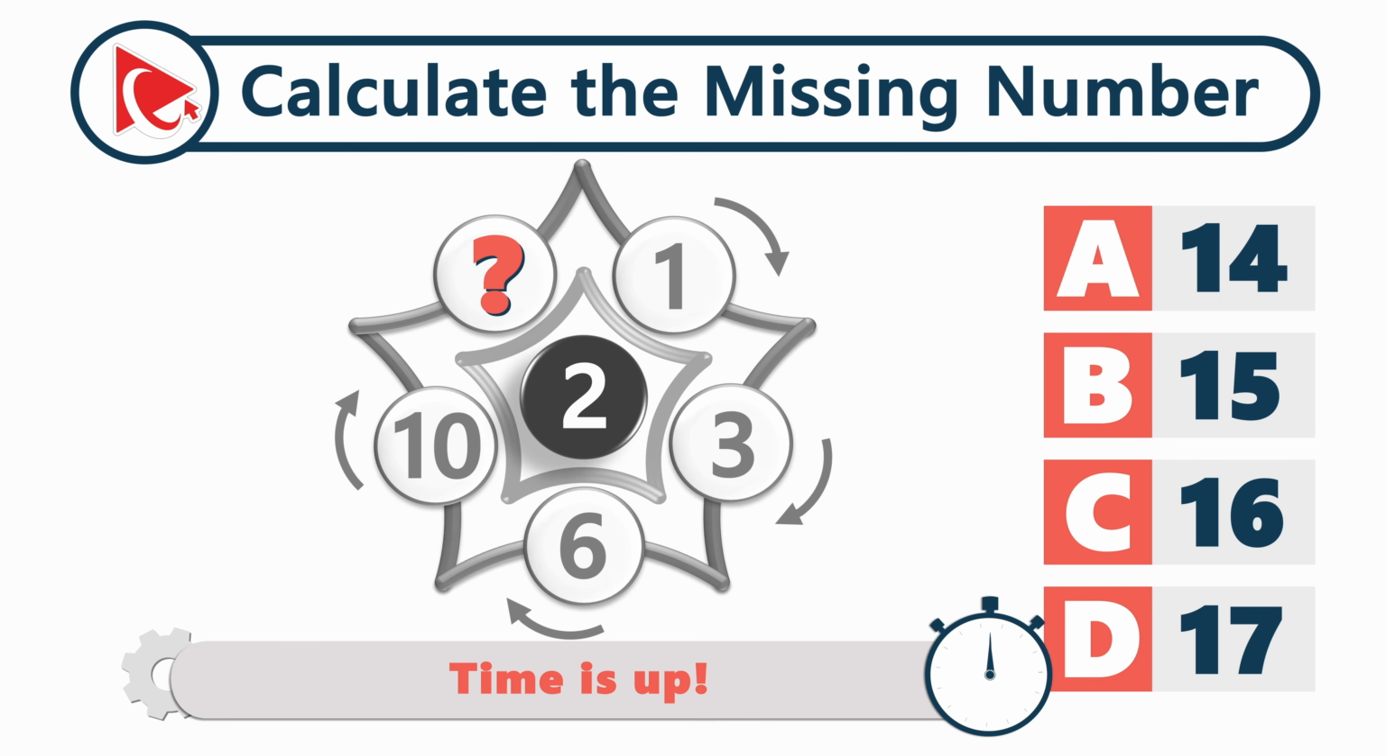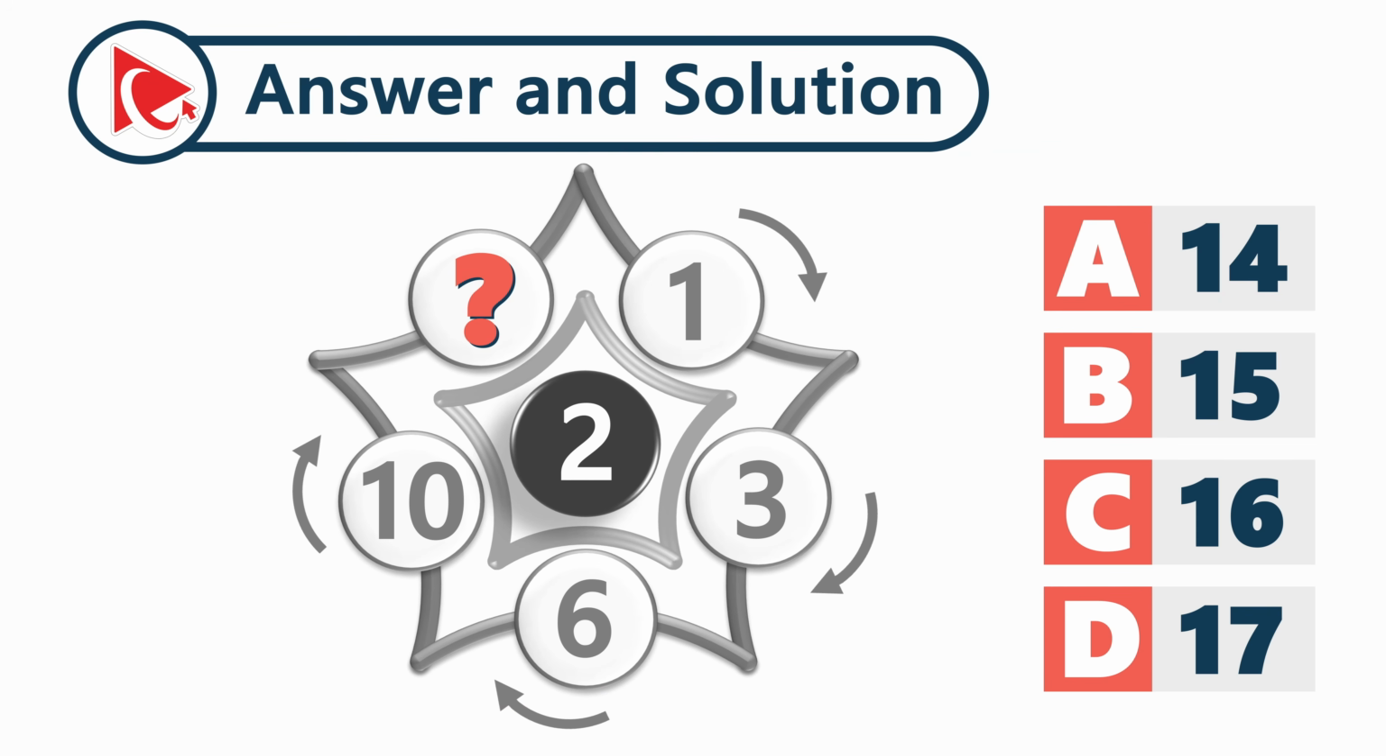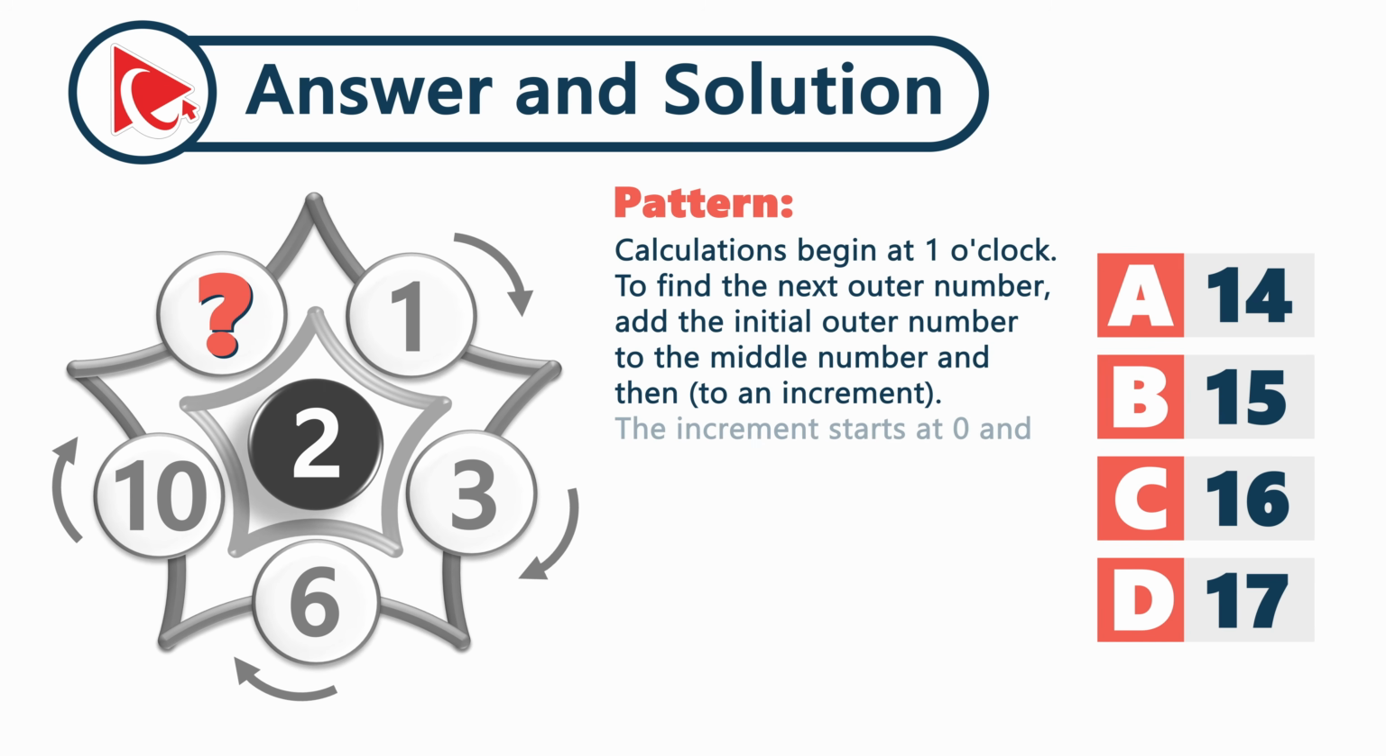Time's up. Do you have your answer ready? I hope so, because the pattern here cannot be any easier. Calculations begin with number 1 at 1 o'clock. To find the next outer number, add the initial outer number, which is 1, to the middle number, which is 2, and then to an increment. For the first calculations, the increment starts at 0 and then increases by 1 with each step.